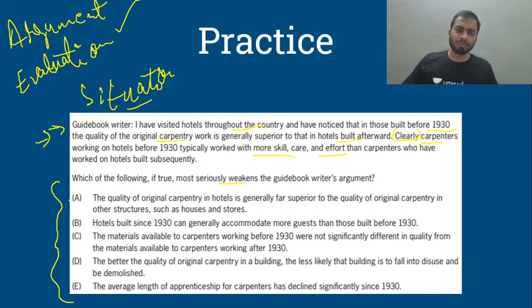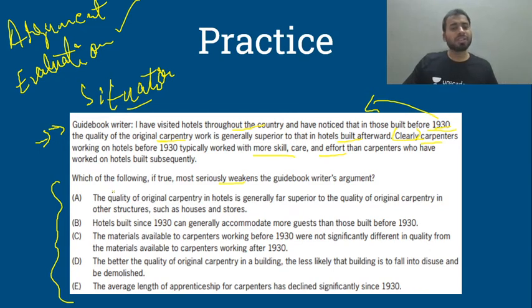Okay, to my head, the assumption here is that all hotels which were built before 1930 survived, right? That all hotels are surviving today. And that is why the guidebook writer is drawing a comparison between hotels that were built before 1930 to hotels that are built afterward. That is the assumption. Option A, the quality of original carpentry in hotels.